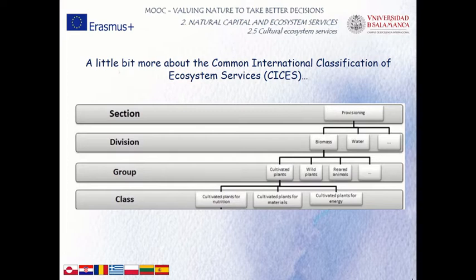So let me take some extra time to start with to explain precisely the structure of the CICES classification. It's not the structure of the cultural ecosystem services, it's the structure of the whole CICES classification. But now that we are more and more familiar with ecosystem services, it might be the time to know more about this classification. It has four different levels. Sections, which of course we know there are three: provisioning, regulation and maintenance, and cultural. But each of the sections has different divisions. Each of the divisions has different groups, and each of the groups has different classes, which are the final ecosystem services we've been talking about in this section.